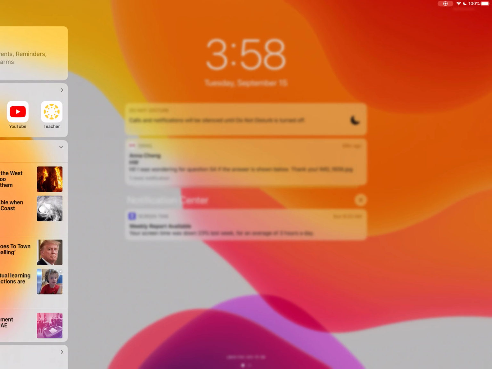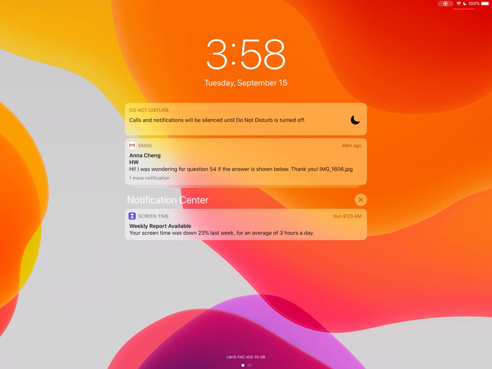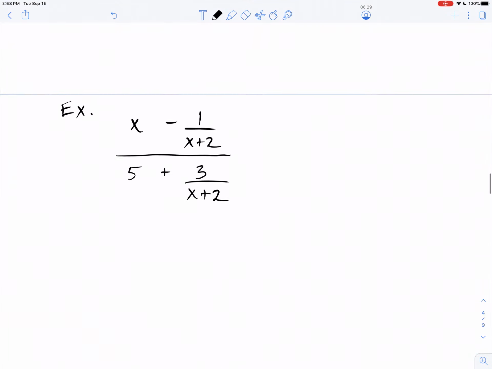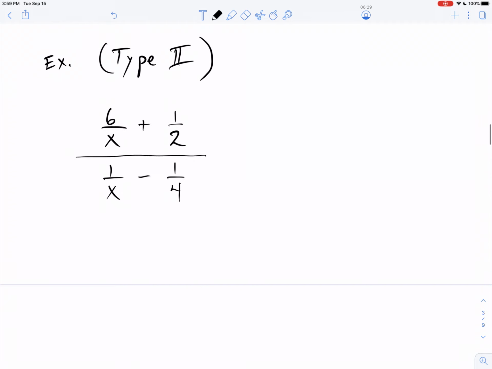Crud, that's not what I want you to know. What happened to my stuff? Where'd my stuff go? There it is. Oh my God. My home screen.